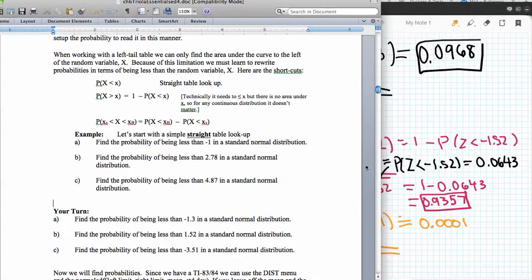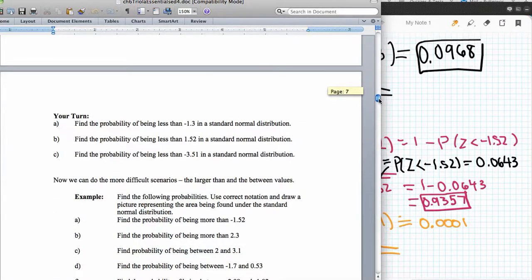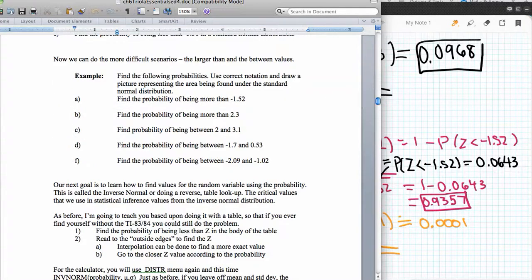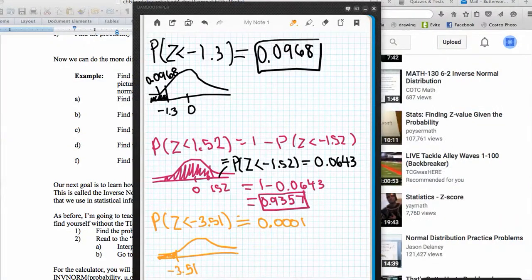Now this next section is finding these with a calculator. I did do this with a calculator, and there's a little video in my selection of videos and in my playlist where I use the calculator. So the next thing that we're going to do is finding probabilities of being more than, or being between, two values. Let's take a look at these examples right here. So moving on to another page here.